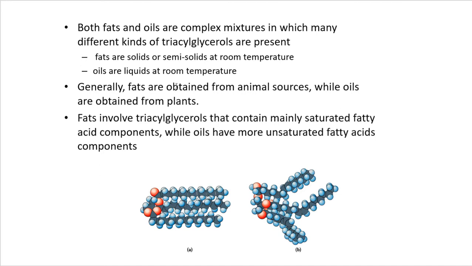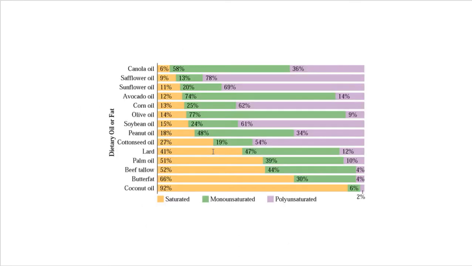Both fats and oils are complex mixtures in which many different kinds of triglycerol are present. Generally, fats are obtained from animal sources, while oils are obtained from plants. Fats involve triglycerols that contain many saturated fatty acid components, while oils have more unsaturated fatty acid components.